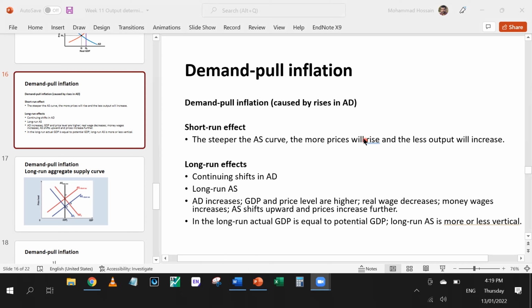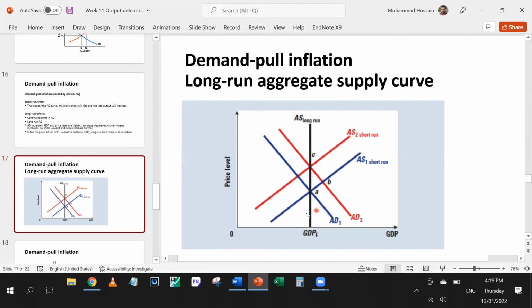So now we look at the short-term effect on the aggregate supply. They say the steeper the aggregate supply curve, the more the price will rise and the less the output will increase. Let me show you this. This is the aggregate supply curve here, and this one is the long-run one. You can see the red line is our aggregate supply for the short run, and this blue one is also aggregate supply in the short run.